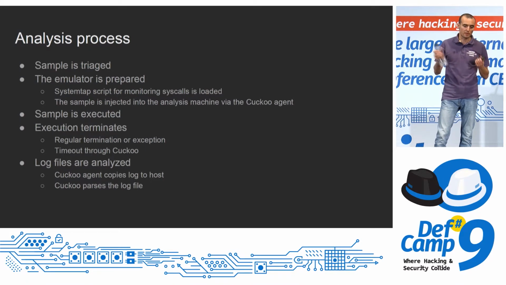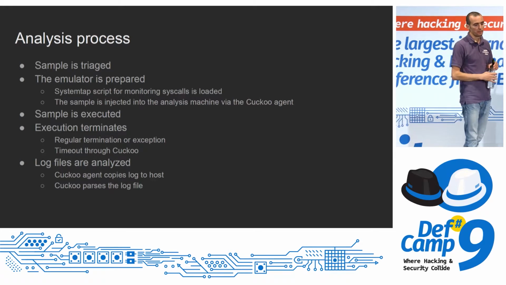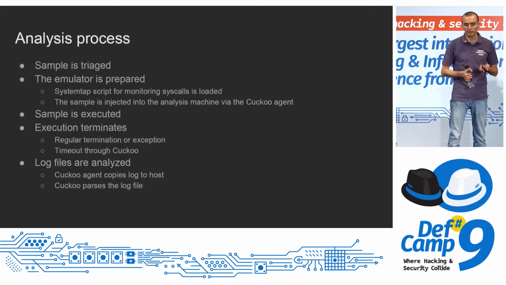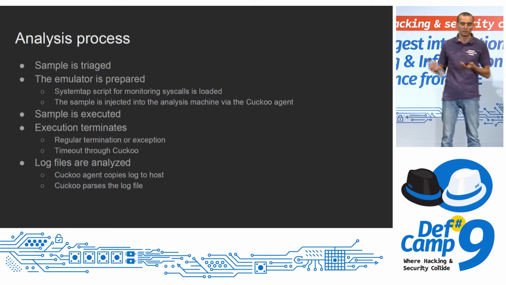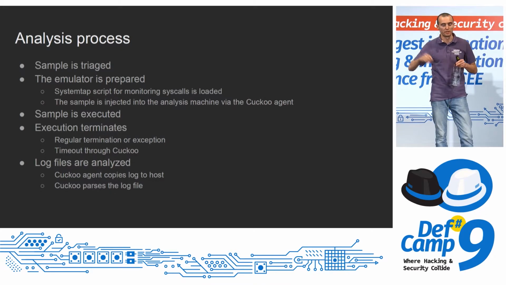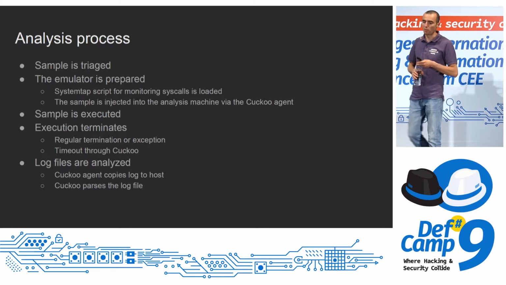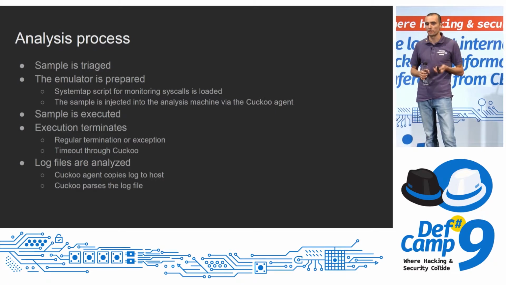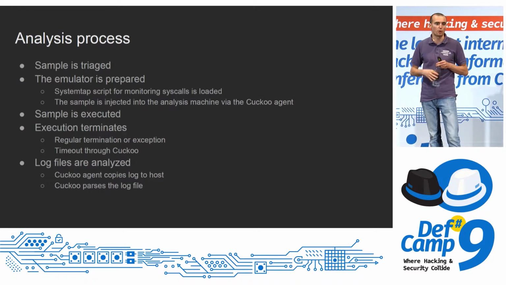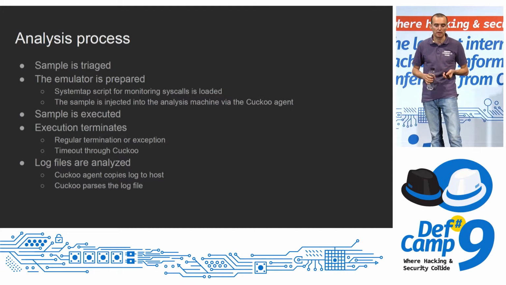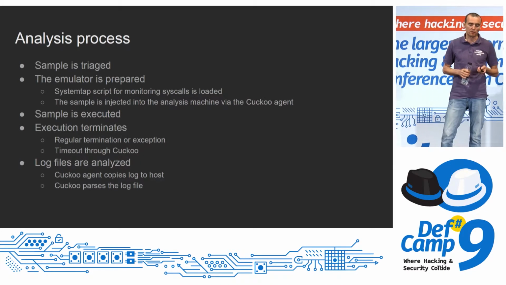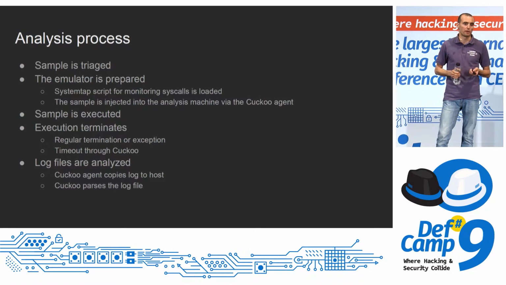We triage the samples. The emulator is being prepared by the Cuckoo Sandbox. The sample execution terminates. We get the log files, the system calls, the IP addresses it tries to connect to, or DNS probes it tries to send. But of course, it's not a complete picture, because sometimes those IP addresses are no longer available because the CC is down and so on. But nevertheless, it gives you an idea about the malware sample.